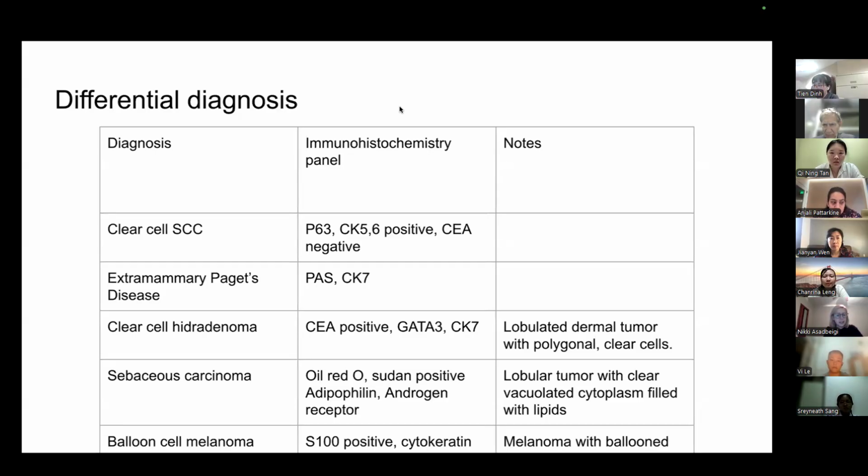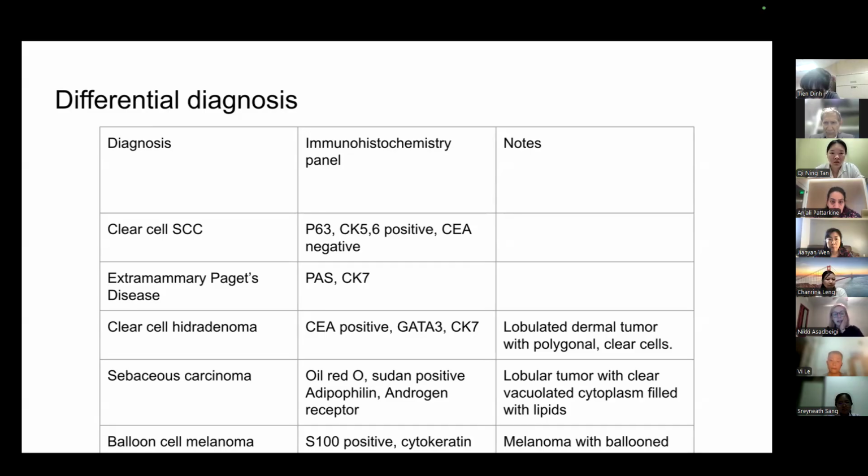The other one is CEA is positive. CEA can be very rarely positive in a squamous cell carcinoma, but that's another positivity. Again, clear cell hidradenoma or hidradenocarcinoma are very rare. If it's a hidradenoma, you should not have atypia, which you have in a squamous cell carcinoma. If it's a clear cell hidradenocarcinoma, that's the moment you think, oh, why did I choose this specialty? They can be very confusing.